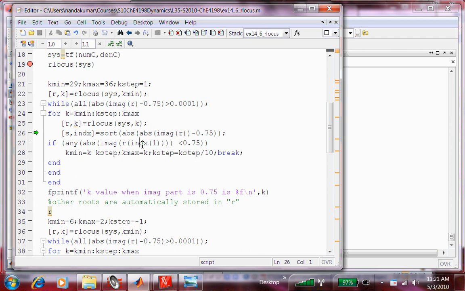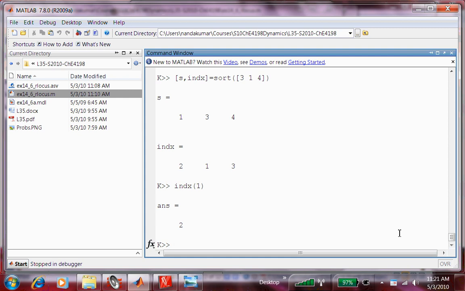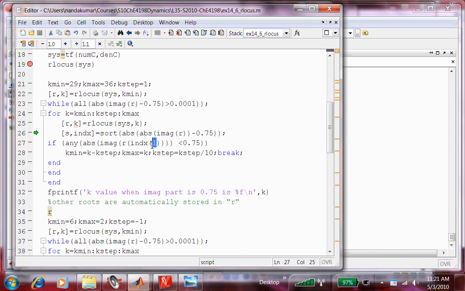So once again, index 1. What would index 1 have? If I type, for example, index 1, it will have 2, because that is the number stored in index 1. But what does that tell me? That tells me that the second root had the smallest value, in this case 314. The second one had the smallest value. In the same way in this program, whatever number happens to be in the first index position, that is the root that has the shortest distance to 0.75. So I am then checking whether it is still less than 0.75.